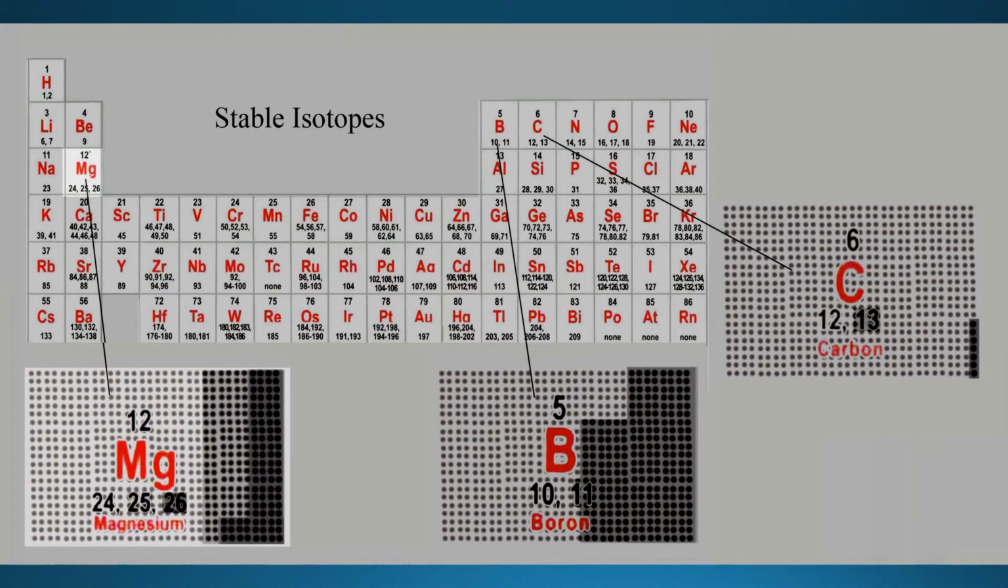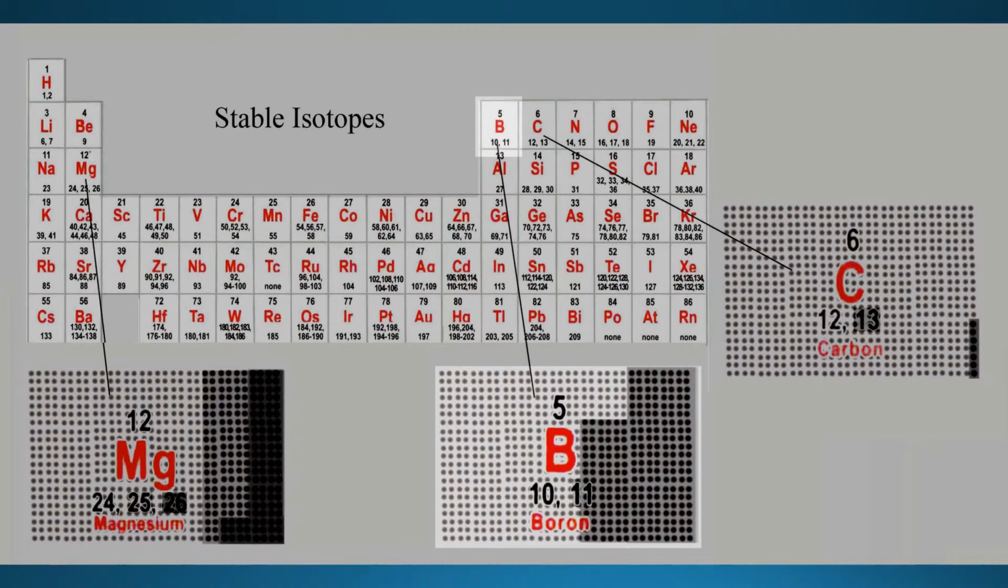Magnesium is 12. So 12 protons must be magnesium. But you can have 24, 25, or 26. That means you can have extra neutrons. Most of them will be 24, but some 25 and some even magnesium 26. So this is called an isotope. You have 3 different isotopes.